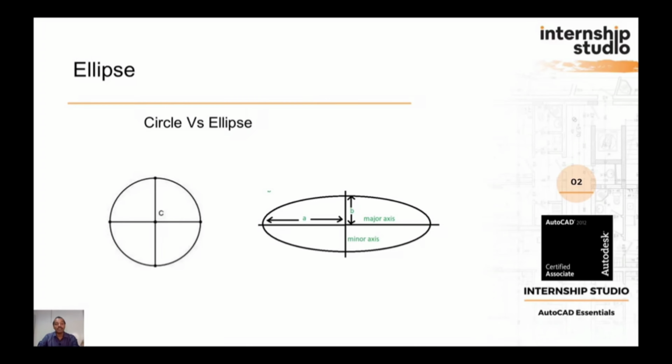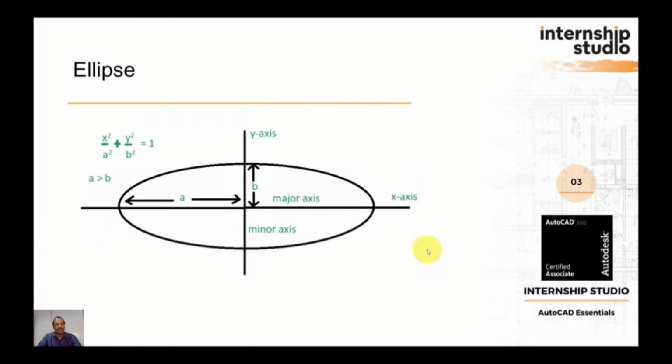Circle has a constant radius around 360 degrees. Ellipse has a uniform radius around 360 degrees. Constant is different, uniform is different. So in an ellipse, at each and every angle, the radius keeps on increasing in a uniform order. That is why we say ellipse has a uniform radius around 360 degrees.